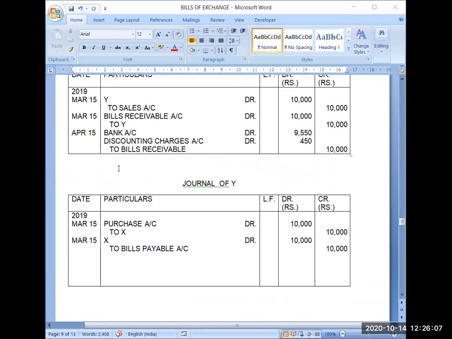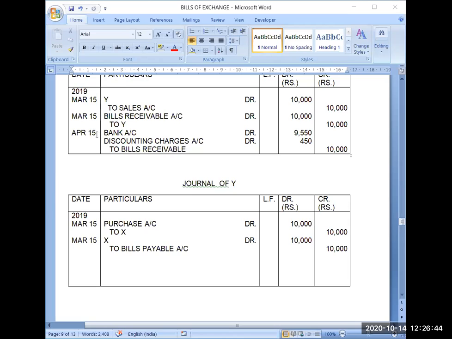That's why at this time Y will not record any journal entry, because Y has only the liability to make payment after 4 months. So only at that time Y will be paying the amount and recording the transaction. Now X has already got the money and the bill is lying with the bank. So on the due date, the bank will connect with Y and ask Y to make the payment. So now the transaction will be done between the bank and Y.